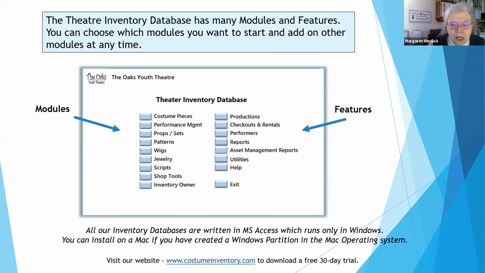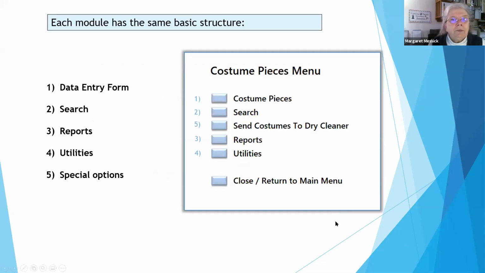So just as a reminder, all our inventory databases are written in Microsoft Access, which only runs in Windows. You can install it on a Mac if you've created a Windows partition for the Mac operating system. So if you have any questions about that, please call or visit the website. There are resource guides on that as well. But that's one thing I want to make sure everybody's pretty clear on right now. All our software is available for a free 30-day trial, and so you can download it at any time and give it a try.